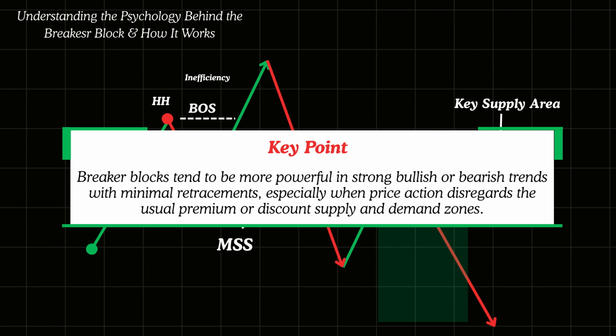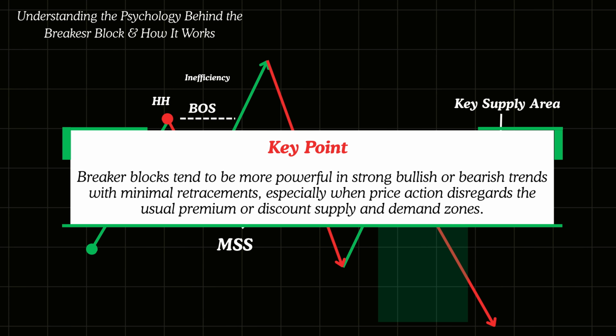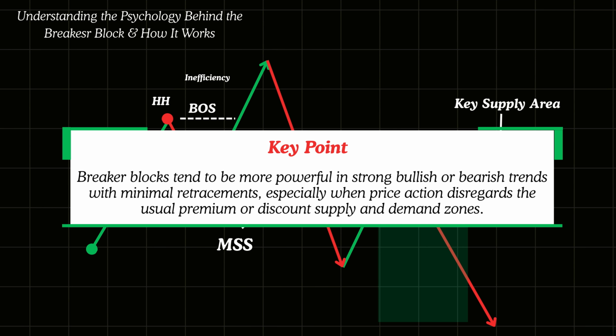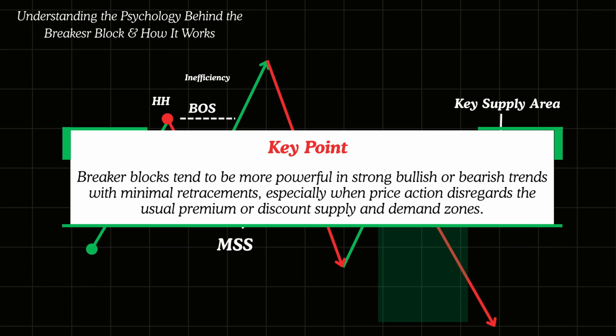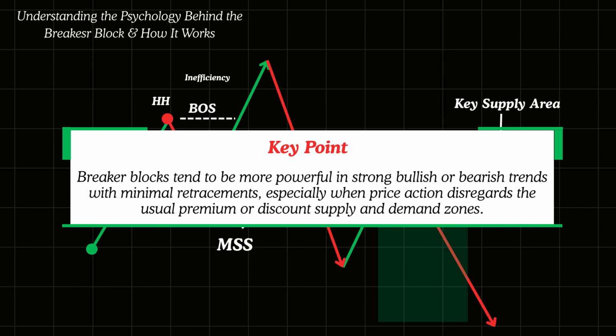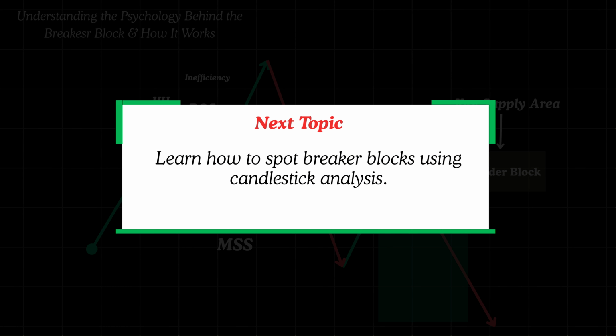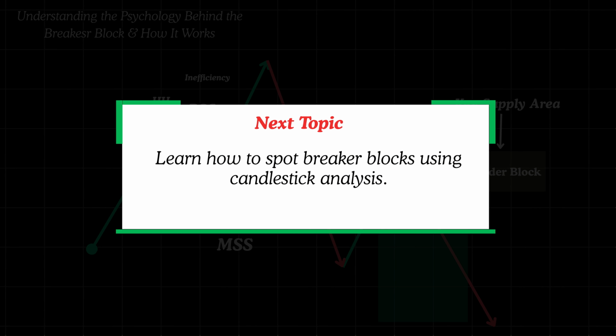However, keep in mind that breaker blocks tend to be more powerful in strong bullish or bearish trends with minimal retracements, especially when price action disregards the usual premium or discount supply and demand zones. Now, let's move on to the next section and learn how to spot breaker blocks using candlestick analysis.